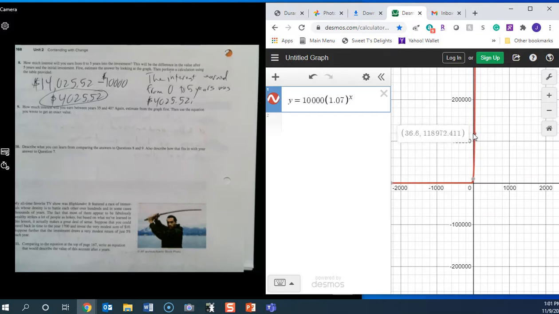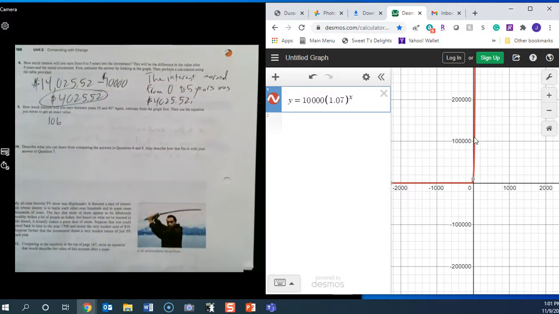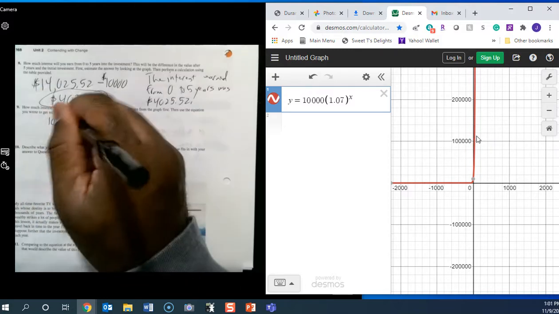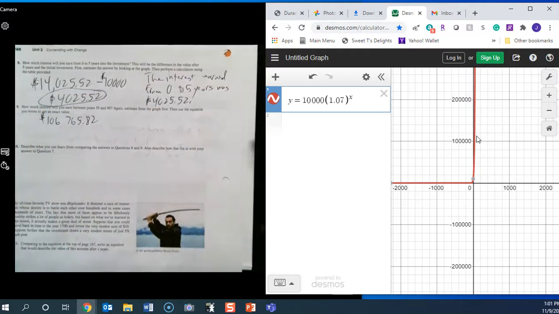Okay, from year 35, it would be $106,765.82. Now that's year 35.